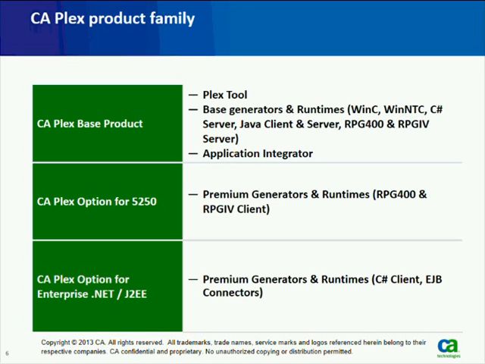Now, one of the things we've done is we've changed the way that the CA Plex option for J2EE works, and we've bundled it with what we call our premium generators. As we're going to see, we've got some new .NET client functionality, and we've bundled that in and created this new CA Plex option for enterprise .NET and J2EE. So as we go through and look at Plex 7.0, we'll see that some of the functionality is rolled into that particular option.